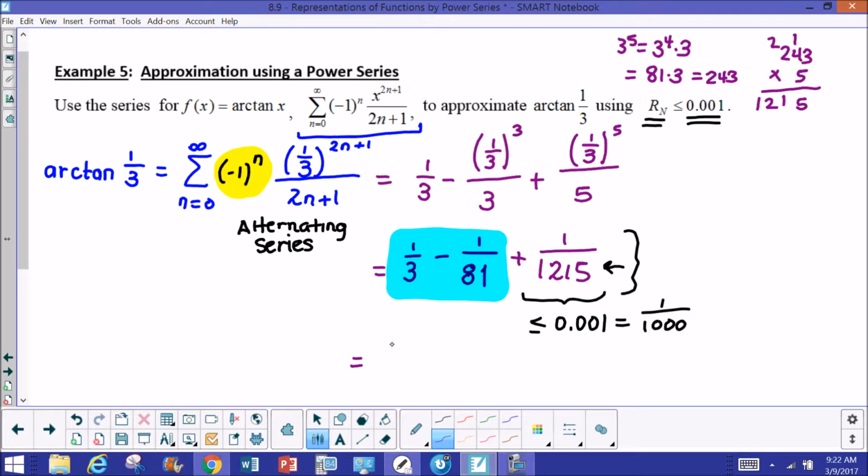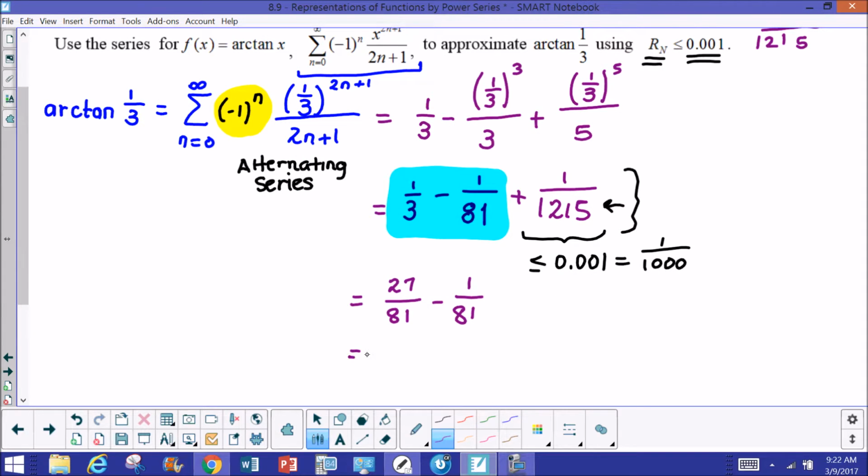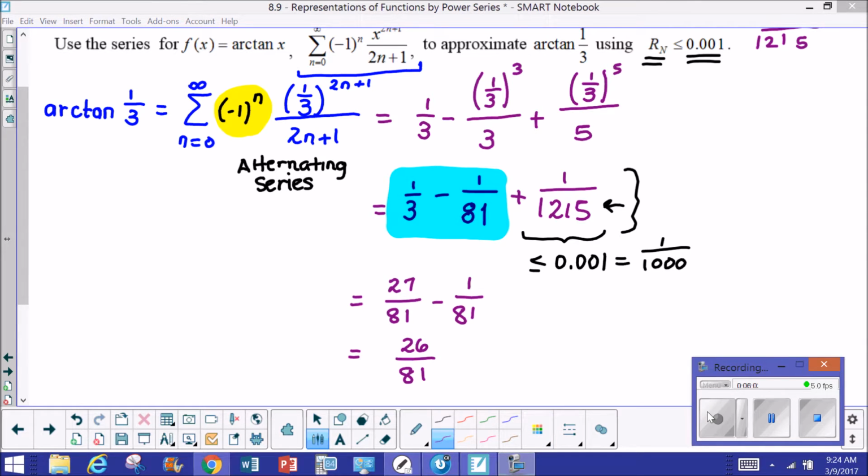So the 1/3 is just the same as, to get a common denominator of 81, we could call it 27 over 81. And then once we do the subtraction, we get this. And 26 over 81 indeed will be our answer.